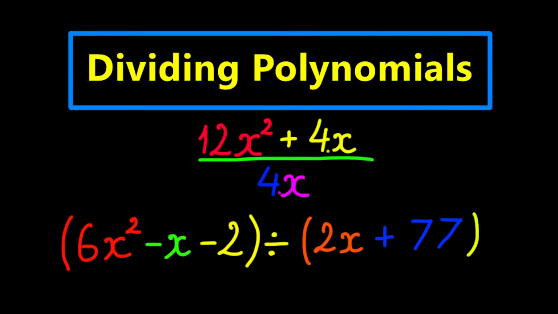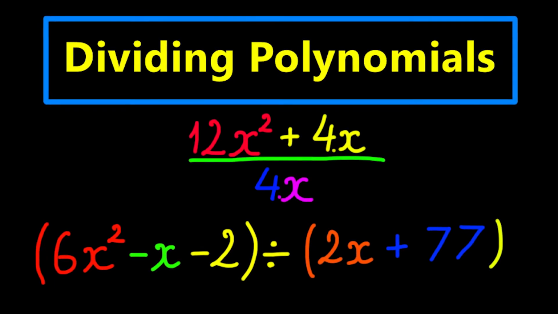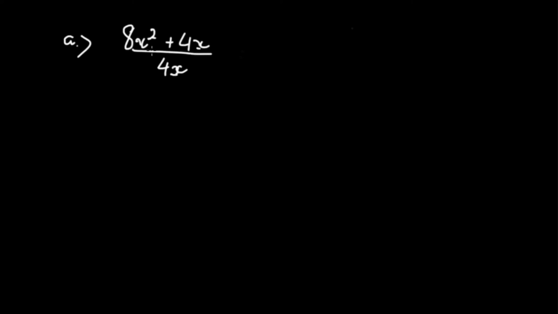In this video, we'll talk about dividing polynomials and also the long division of polynomials. Let's work on question A. We have the quantity ax squared plus 4x divided by 4x. The first step is to simplify the numerator. We see 4x is the common factor. We just put 4x outside.